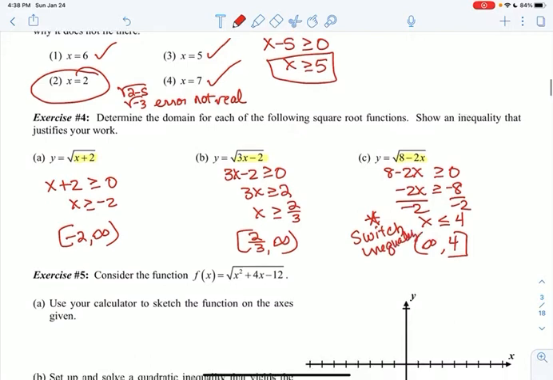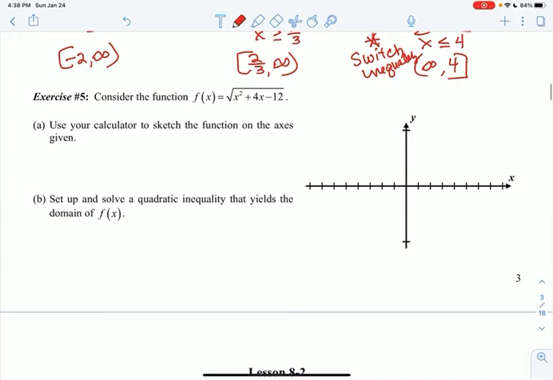All right, and number 5 is going to be a little tricky. I have the function the square root of x squared plus 4x minus 12. So you want to use your calculator to sketch the function. So if I go to my calculator and I go to y1 and I plug this in, I'm just going to copy down some of the values that I have that are integers. I have negative 7, 3 is one point, negative 6, 0 is another point, 2, 0 is a point, and 3, 3 is a point.